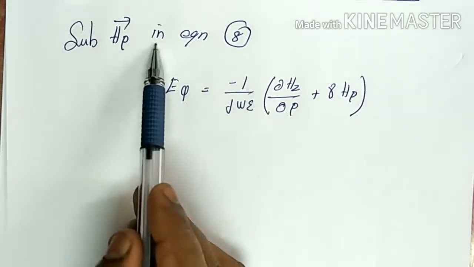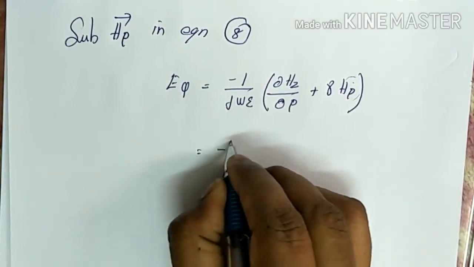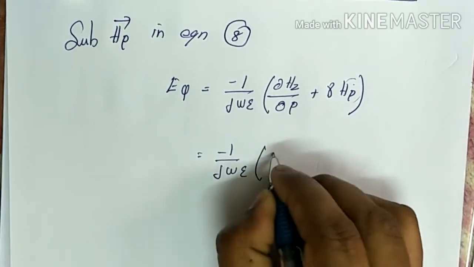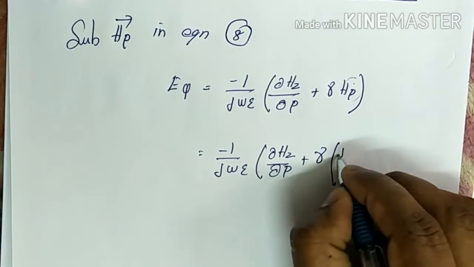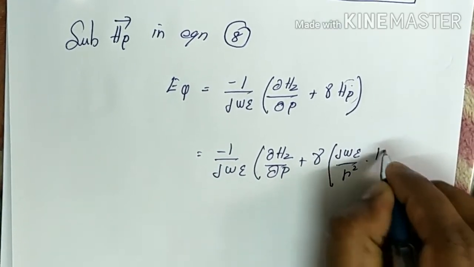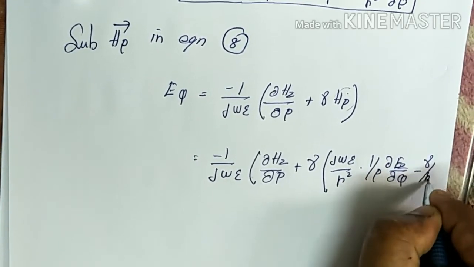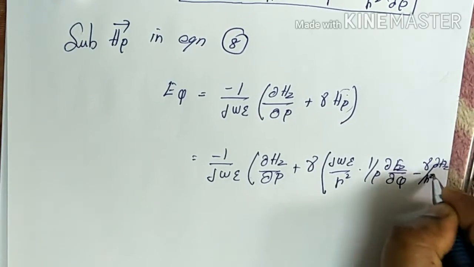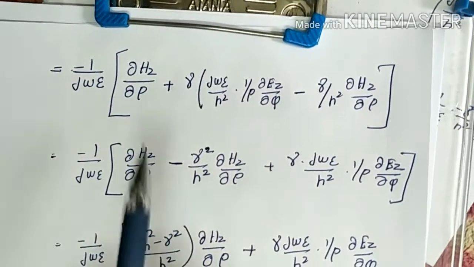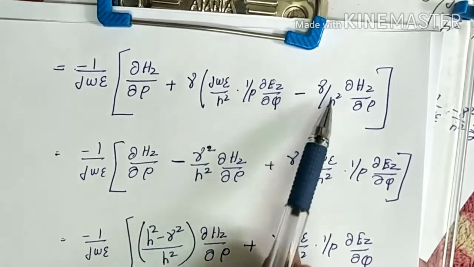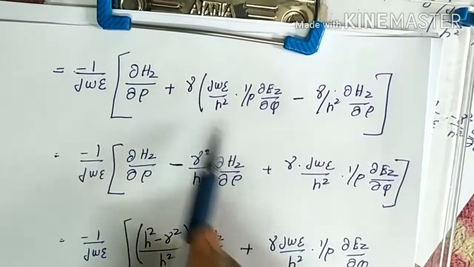So substitute h rho vector in equation 8. This is our equation 8. So in this substitute the value of h rho. So you will get minus 1 by j omega epsilon dou hz by dou rho plus gamma j omega epsilon by h square 1 by dou Ez by dou phi minus gamma by h square dou hz by dou rho. So I have rewritten the equation here. After that I have multiplied this rho here and here. So you will get here rho square. This term will become rho square and this term will be j omega.